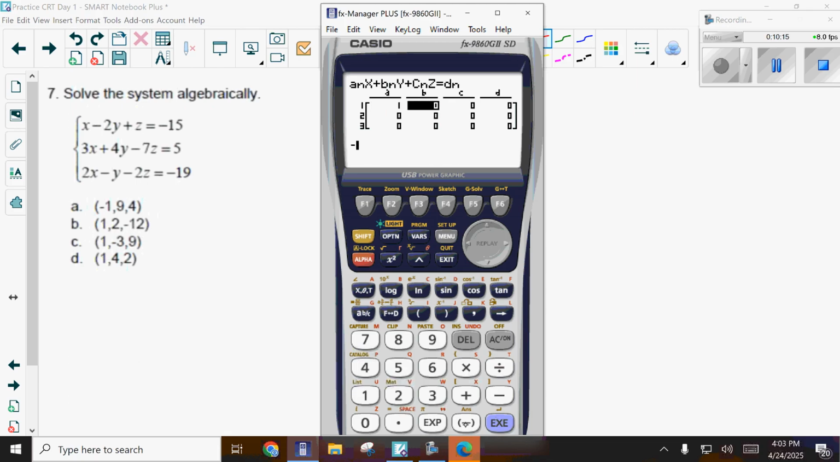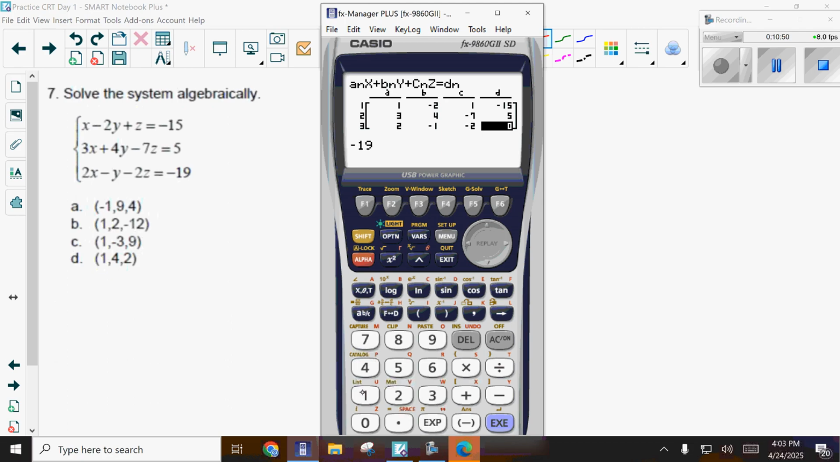So 1, -2, +1, -15, and then I've got 3, and then 4, and then -7, and then +5, +2, -1, -2, -2, and -19.